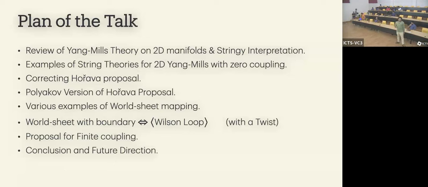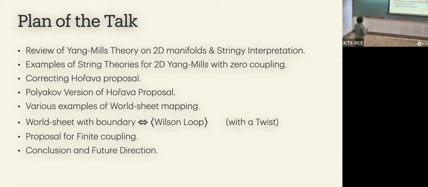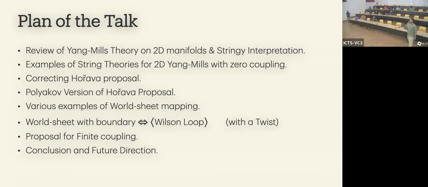So the plan of the talk is first I will review the Yang-Mills theory on two-dimensional manifolds and its stringy interpretation. It's mainly due to Gross and Taylor from the '93 and '94 papers. Then I'll show some examples of string theories for 2D Yang-Mills with zero coupling, which was tried just after that, what are the possible string theories which can give you the 2D Yang-Mills. Now I'll talk about a particular one of those candidates which Hořava proposed at a similar time. I'll explain how we corrected a particular action term which was responsible for reproducing the 2D Yang-Mills terms.